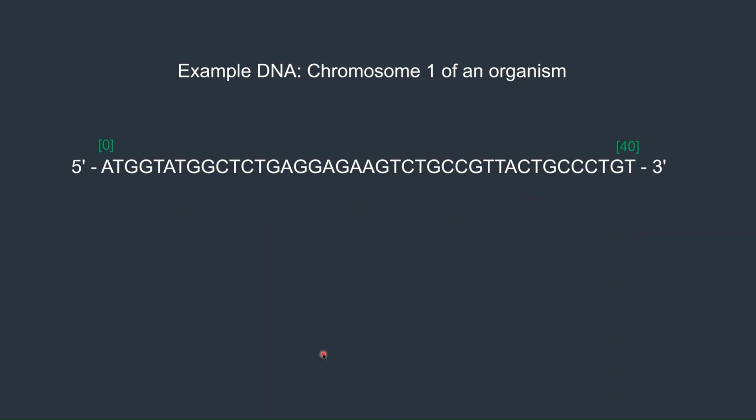In the zero-based method, the first position of the DNA sequence is considered as 0. The second position has the coordinate of 1, the third position has the coordinate of 2, and so on and so forth. This is a 41 base pair length DNA sequence. The end base, the final base T, has the coordinate position of 40.